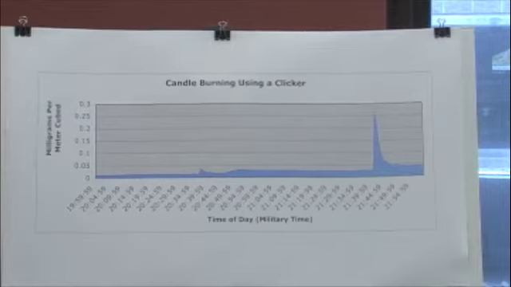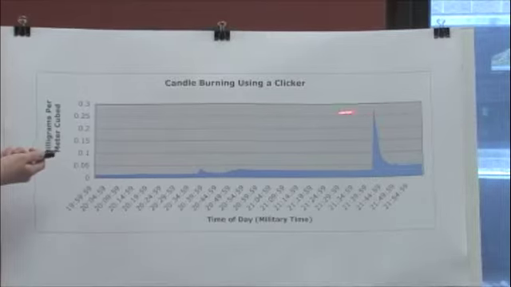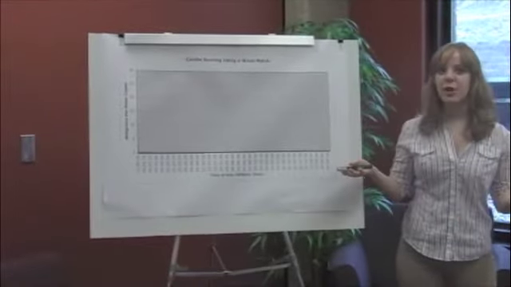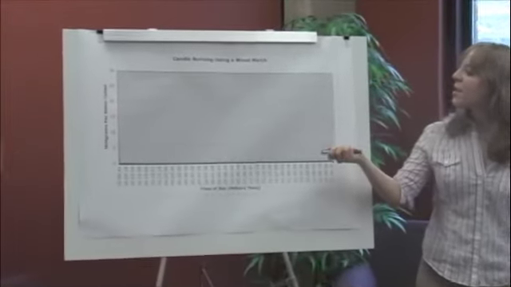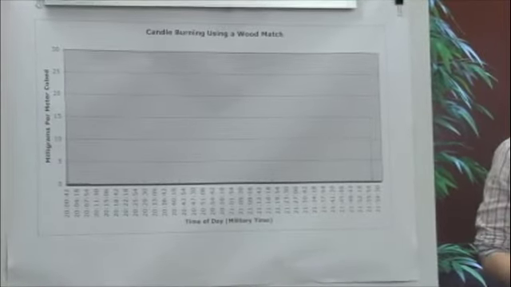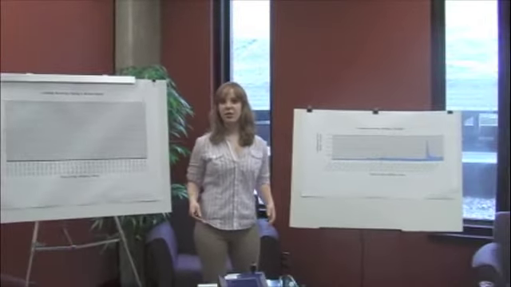Also, from looking at this graph, it seems that the particulate concentration was much higher. But when we compare this spike, which equals about 0.3 milligrams per cubic meter, to this graph here, which ranges to 30 milligrams per cubic meter, that spike only levels around here. So, what does that say about each experiment, using the wood match and the clicker igniter? What conclusions did you draw?